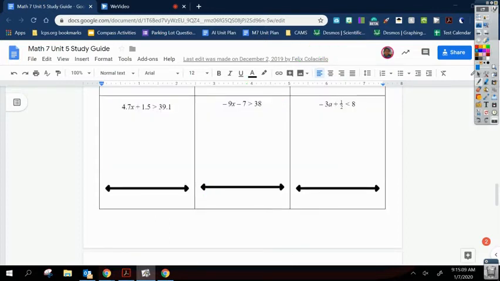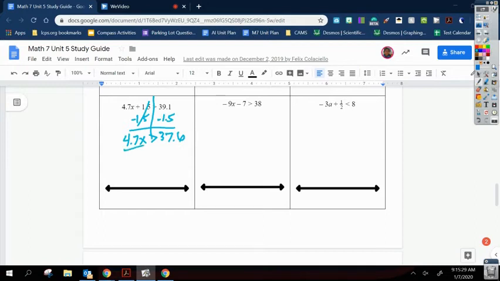All right, another 2-step down here, split it down the middle. Minus 1.5, minus 1.5. If you weren't using a calculator before, you certainly need to use a calculator now. 39.1 minus 1.5 is 37.6.